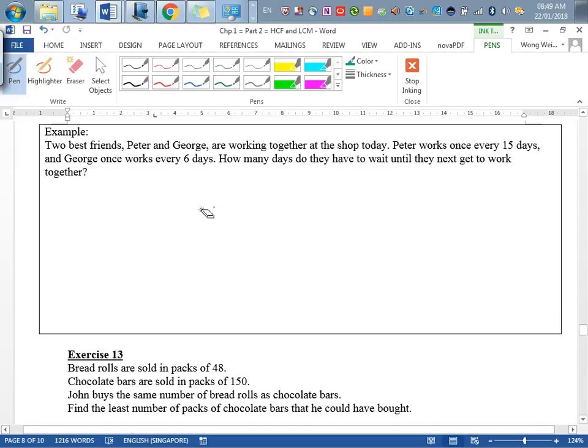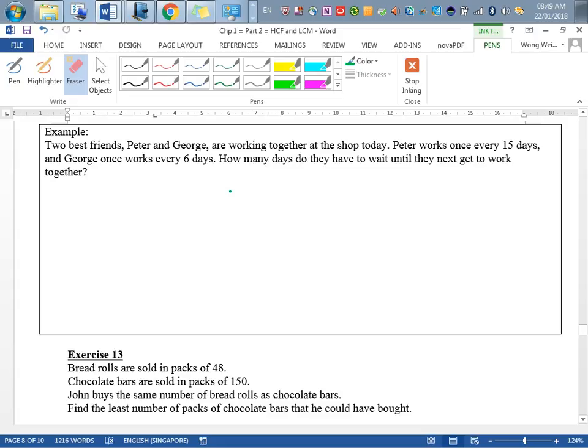Okay, now we have problem sum. Two best friends, Peter and George, they are working together at the shop today. Peter works once every 15 days. George works once every 6 days. How many days do they have to wait until they get to work together? You understand the question? Do you understand the question?